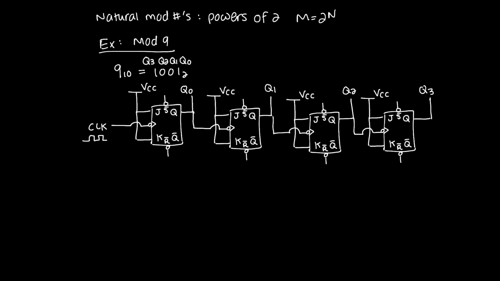By the time I get to Q3, I have already halved the clock frequency 4 times: 1, 2, 3, 4. So that means Q3 is going to be at a frequency equal to the frequency of the clock divided by 2 to the 4. Let's write that out because that seems like an important point. I'll call it F3 because it's the frequency of Q3, and it's going to be equal to the frequency of the clock divided by 2 to the 4, which is 16. Okay.